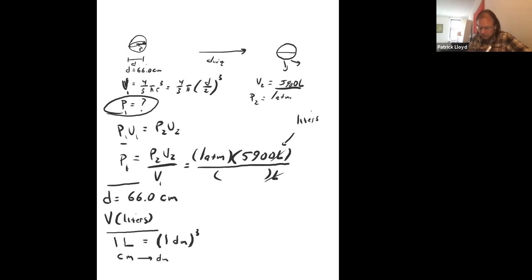Well, it's tricky. A centimeter is 0.01 meter, right? That's what centi means. A decimeter is a tenth of a meter, right? A centimeter is a hundredth of a meter. A decimeter is a tenth of a meter, okay? So let's try to figure out what the conversion factor here is, okay?